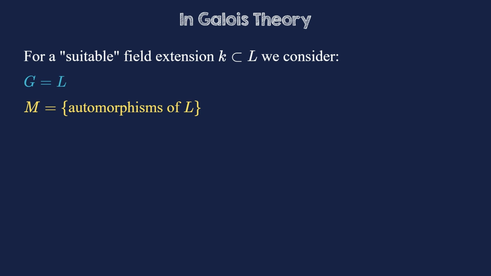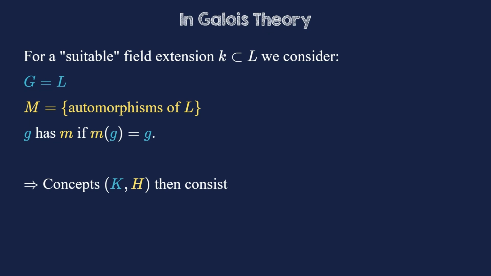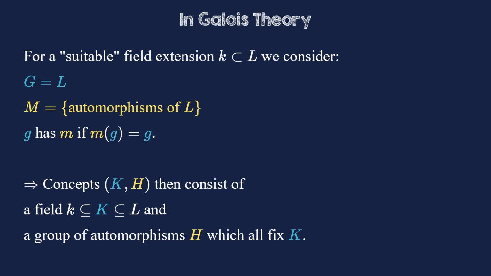We say that an object G has an attribute M if the number G is mapped to itself by the function M. With this, the extent of any concept will be a field that sits in between the ones we started with, and the intent is its so-called Galois group, the functions that fix that particular field, but not the bigger one we started with.